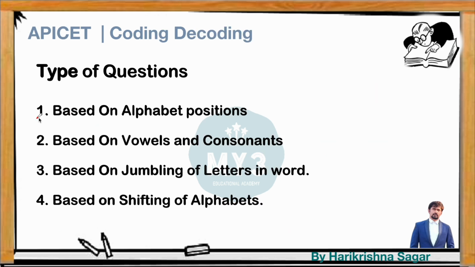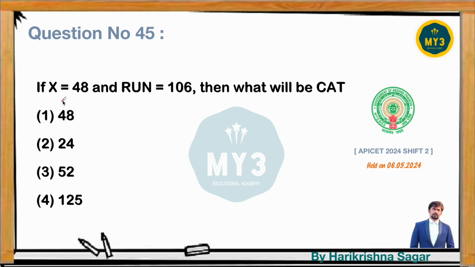Let's start with the type 1 questions. The type 1 questions are based on alphabet position. I collected all the previous questions which were given in APICET. So let's observe those questions. First, question number 1.